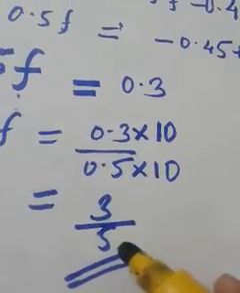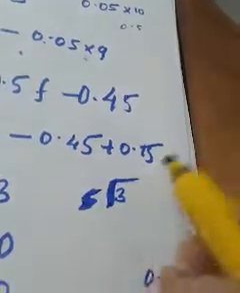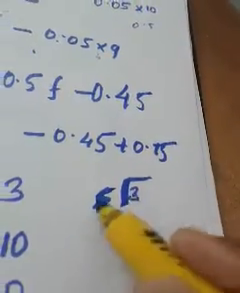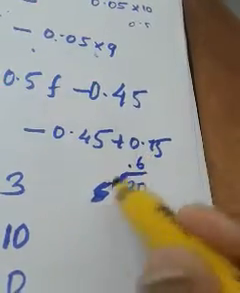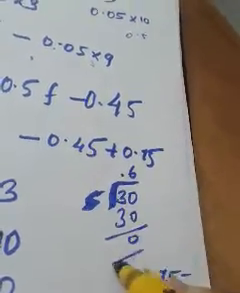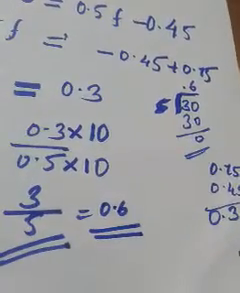So what is the value of 3 divided by 5? 3 divided by 5, find it out. In 3 there is no 5, so we put a point, then 0, then 6 fives are 30. So the answer will be 0.6. 0.6 will be your final answer.